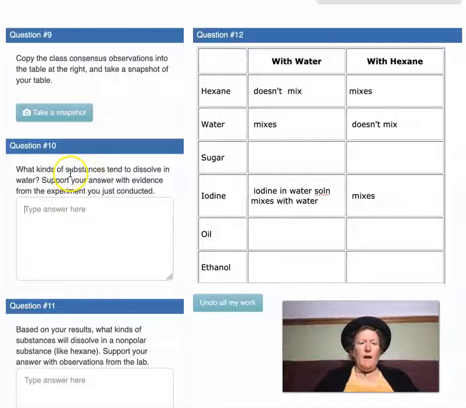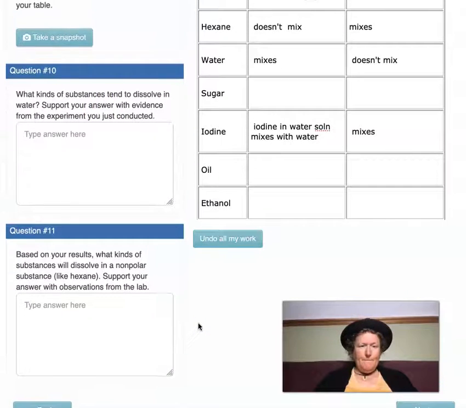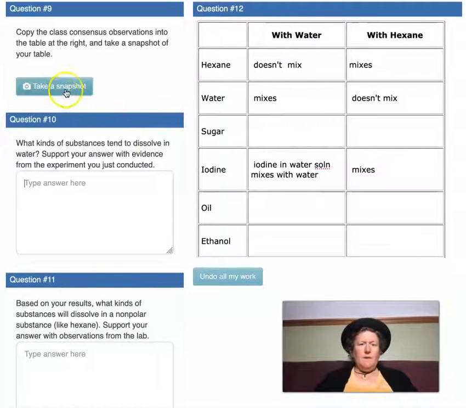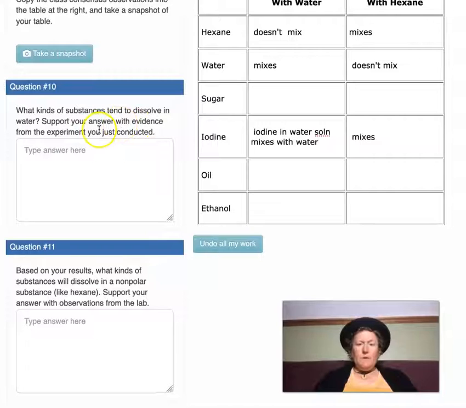See if you can see what kinds of substances tend to dissolve in water. You can go back to the previous chart and look at polar versus non-polar if you want. Make sure you take a picture of your chart before you do that so you don't lose your work. You can take a snapshot of your chart. When you're done, click this button, but it's your job to fill out the rest of the chart and then take a snapshot. You can look at the chart after you take a snapshot.